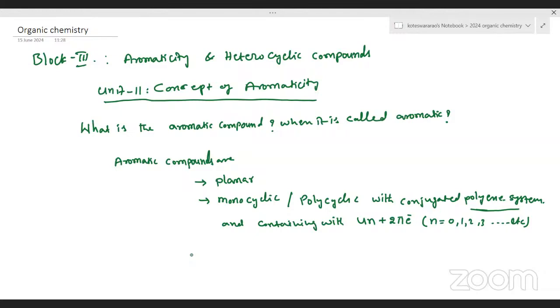Then what are the characteristic features of aromatic compounds? The main characteristic features of aromatic compounds. What are the characteristic features? Great thermal stability. Okay.